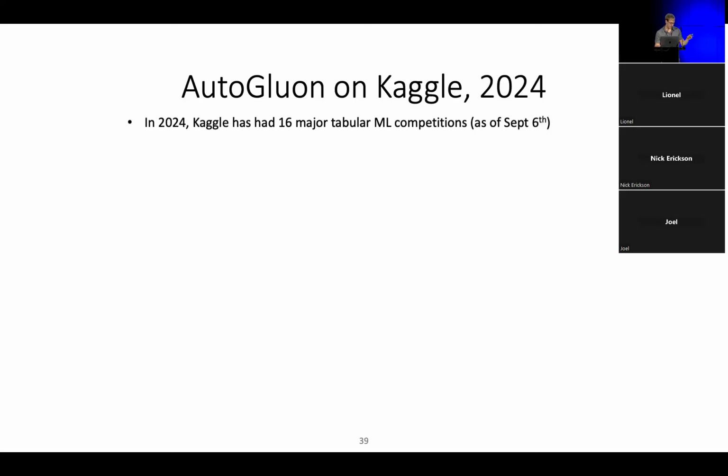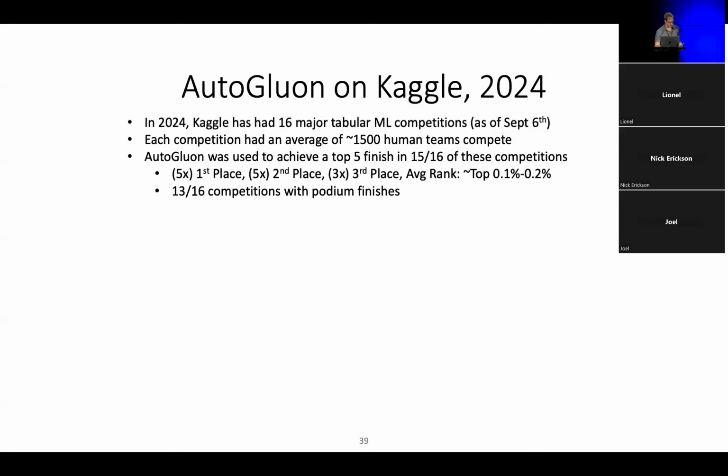So in summary, I tracked this. In 2024, Kaggle has had 16 major tabular ML competitions as of September 6th. And with an average of 1,500 human teams, AutoGluon had podium finishes in 13 out of 16 of them. So basically, it's to the point now where AutoML systems are very hard to outperform when not using AutoML systems, which is the first time, because you remember in 2023, people were saying they had never seen an AutoML system place in a competition before. So basically, it turns out XGBoost is not all you need.